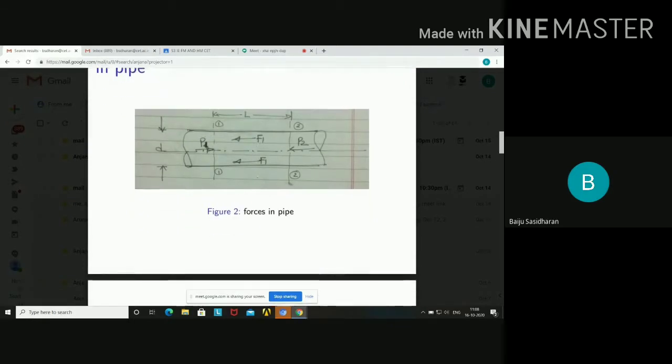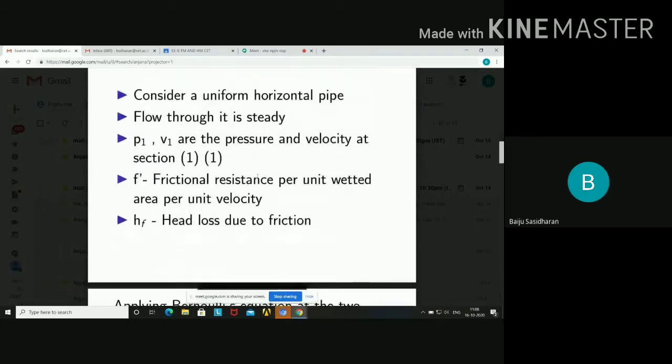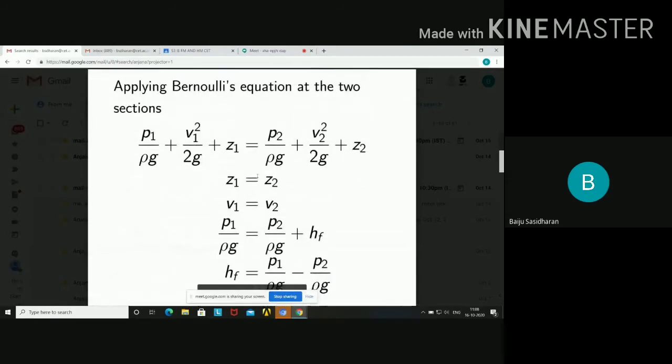In order to derive Darcy-Weisbach equation, first of all, we have to apply Bernoulli's equation. So, at section 1, it is P1 by rho g plus V1 square by 2g plus Z1. And at section 2, P2 by rho g plus V2 square by 2g plus Z2. And as the flow is steady, V1 is equal to V2. Therefore, V1 square by 2g and V2 square by 2g cancel. And also, Z1 is equal to Z2, that is, the potential is same. Therefore, the remaining term is P1 by rho g is equal to P2 by rho g.